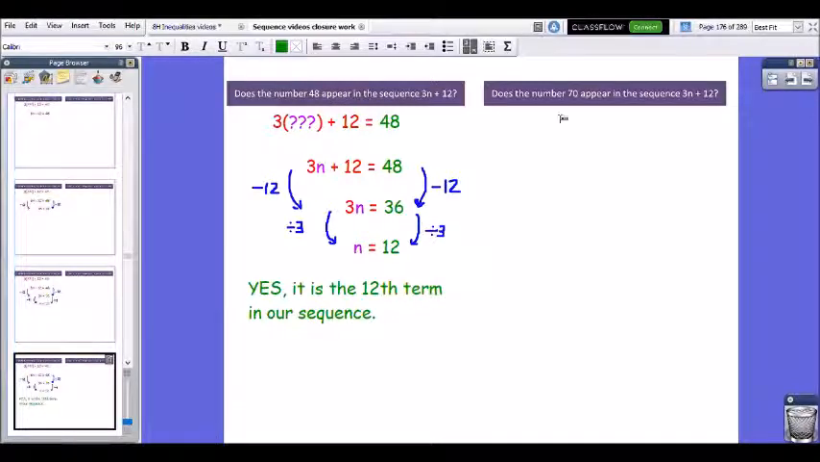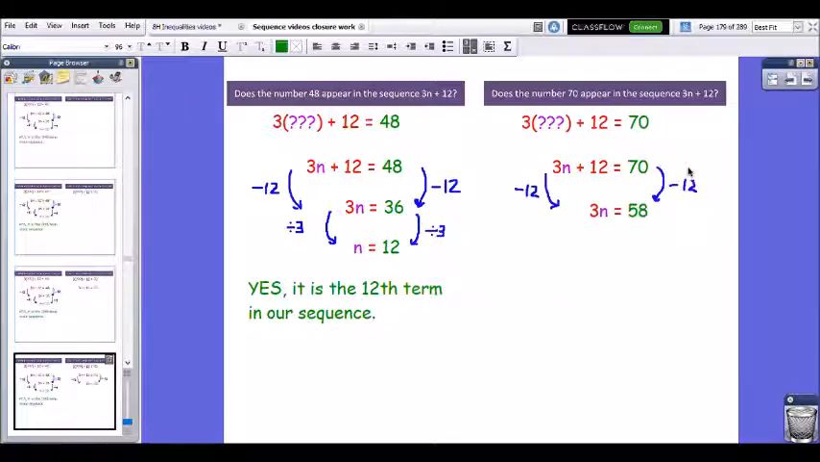Next question, does 70 appear in that sequence? Well, I want to know 3 lots of something plus 12 equals 70. Is this something a whole number? Well, let's find out. I'm taking my rule 3n plus 12 and I'm setting it equal to the term number I'm interested in. Subtracting 12 from both sides tells us that 3n equals 58. 58 divided by 3 gives me 19.333333. Is this a whole number? Well, no, it's not. That means that 70 is not in that sequence. It's only in that sequence when you get a whole number when you solve that equation.